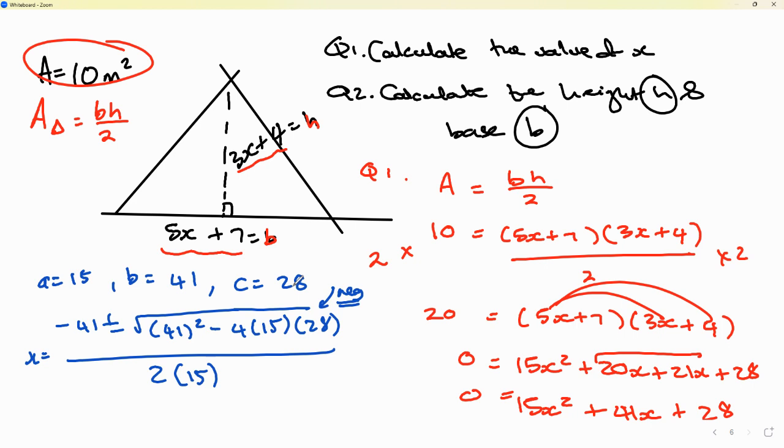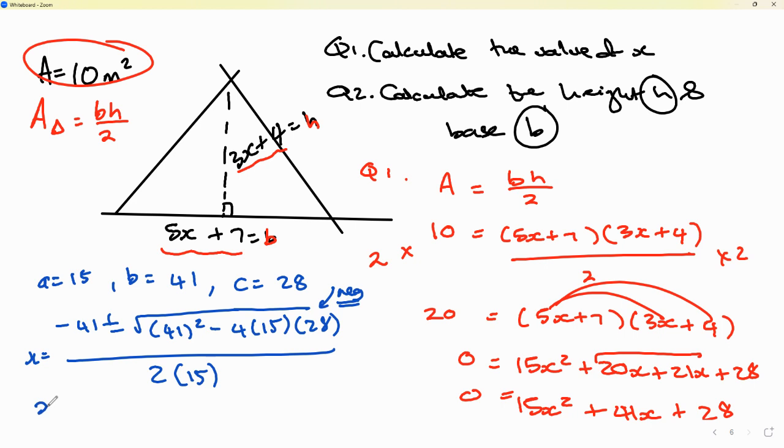So here we go. I'm going to type it in. Actually, I'm just going to put the whole thing in. Let's see what happens. All right. Don't want to overthink it. Just substitute it in. All right. Negative 41 plus or minus the square root of 41 squared minus 4 times 15 multiplied by 28, divided by 2 times 15, first equals. And it comes to a solution, which is great.